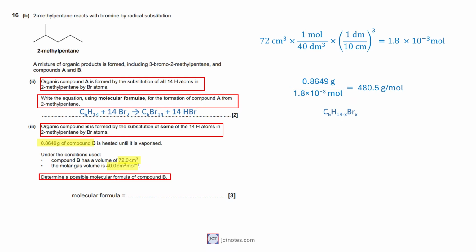As the formula of compound B is CH14-XBrX, we can figure out the number of atoms of bromine using the atomic masses of carbon, hydrogen, and bromine. We get 5 atoms of bromine. The molecular formula is C6H9Br5.